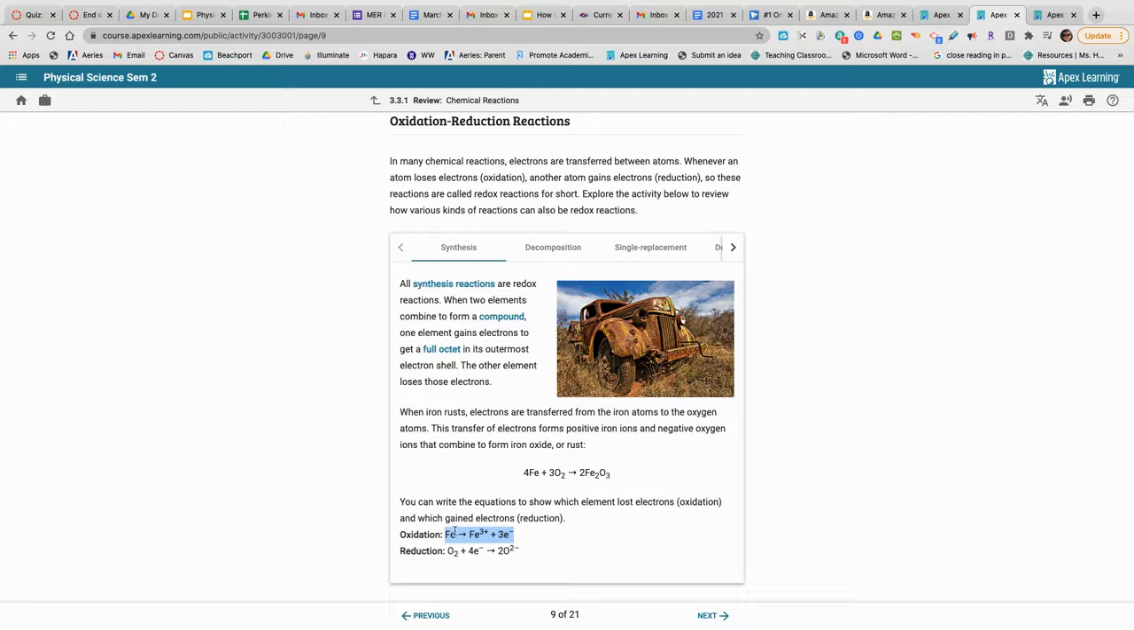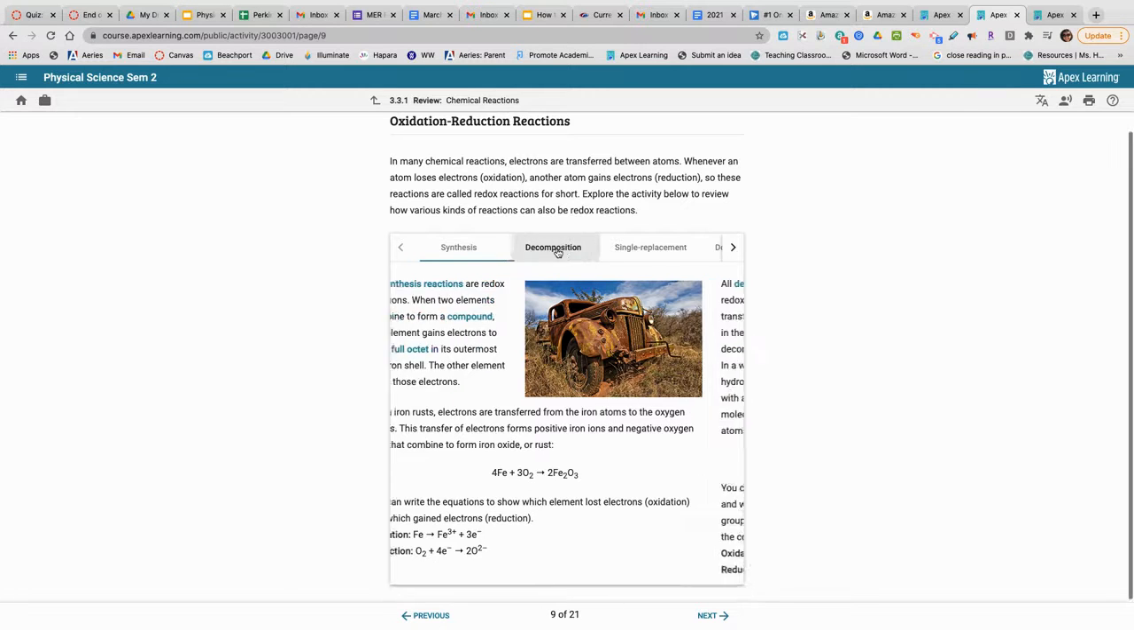Iron goes from being a 0 charge to a +3 charge. It loses 3 electrons. Oxygen goes from being O2 to O-2. So it gains 4 electrons. Obviously, these are not balanced. Otherwise, the number of electrons you lost and the number of electrons you gained would have to be equal. But just know the idea of oxidation reduction is an exchange of electrons between the atoms.